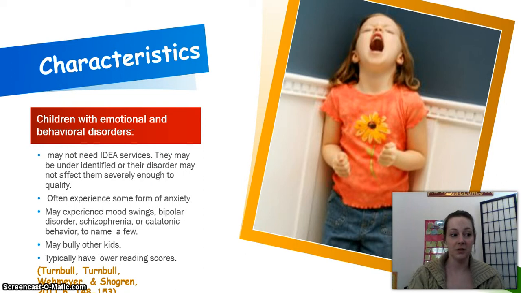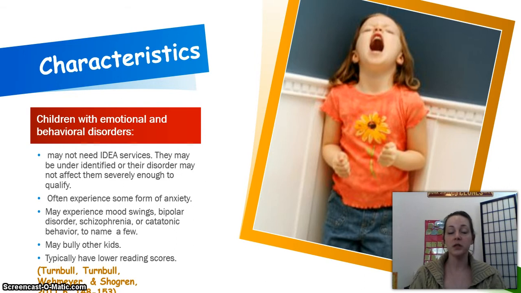Oh my goodness. So not all children under this category will qualify for an IDEA program, since some of their disorders may not be severe enough to affect them socially or academically. The same goes with those with ADHD, but we'll mention that here after this.